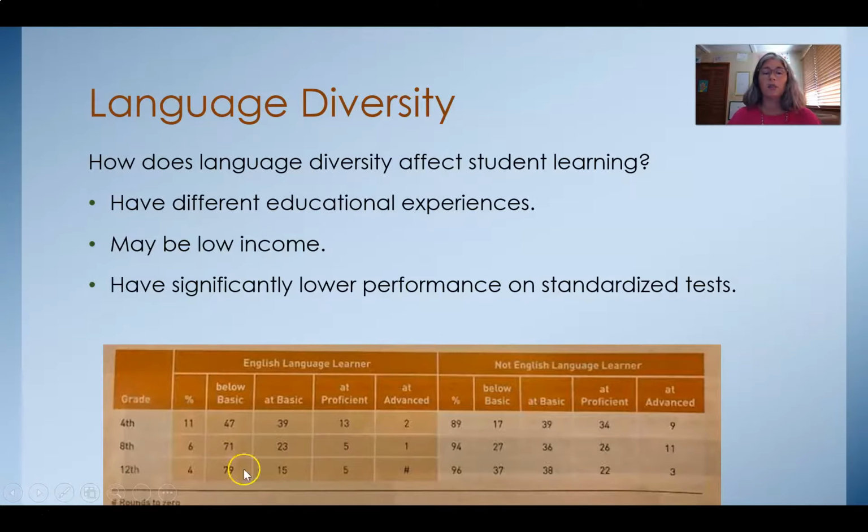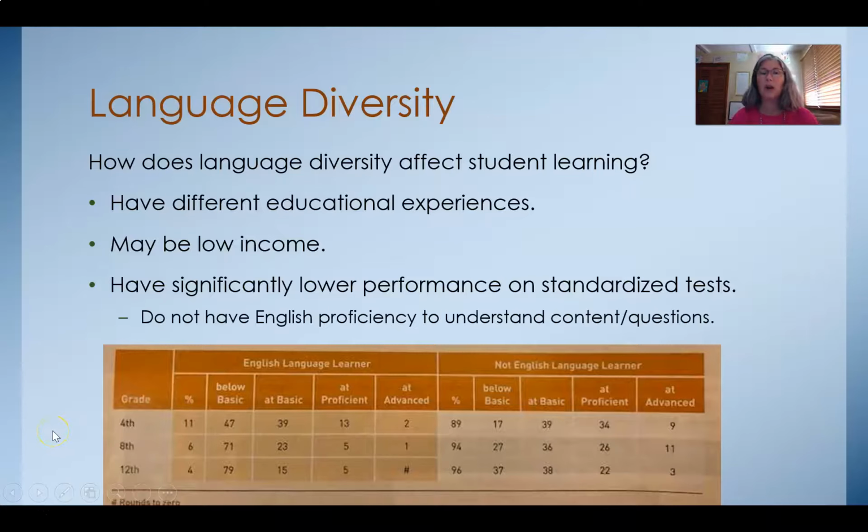So over here on the left, we have English language learners. On the right, we have non-ELL students. We have 3 different grades, 4th, 8th, and 12th. And you can see in each instance, they're obviously performing much lower than your typical student. They do require more assistance.